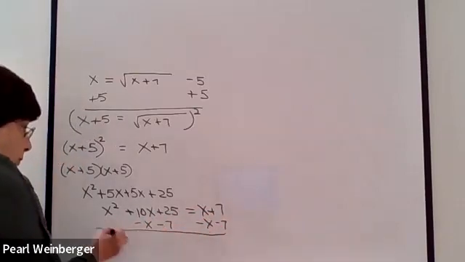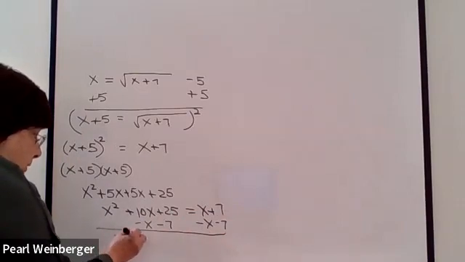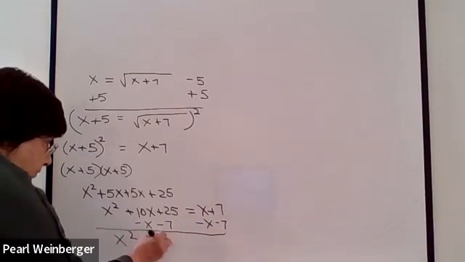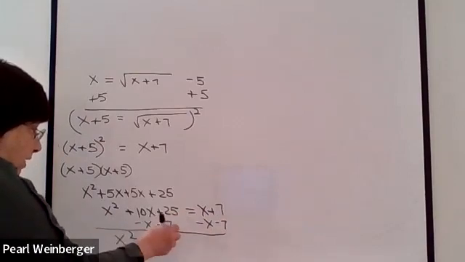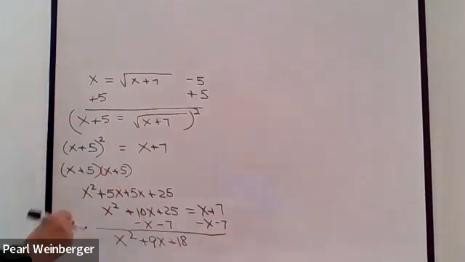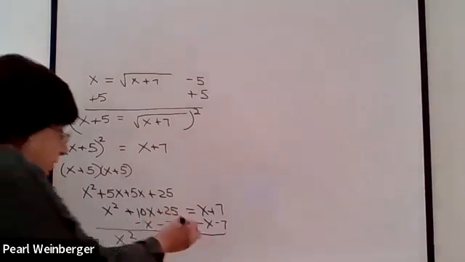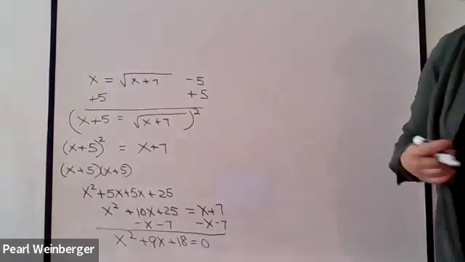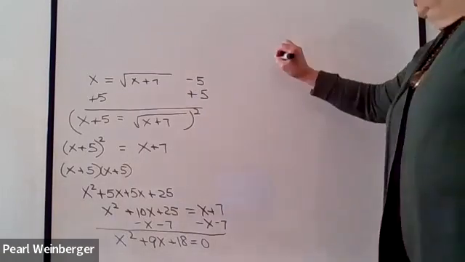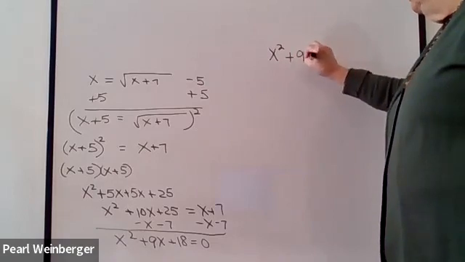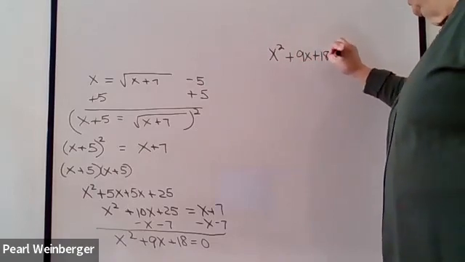So then I'll end up with a quadratic equation: x squared, 10x minus x is 9x, 25 minus 7 is 18. And this equals 0. Okay, I'm going over here because obviously there is much more work involved than we had before. So we have this quadratic equation x squared plus 9x plus 18 equal to 0.